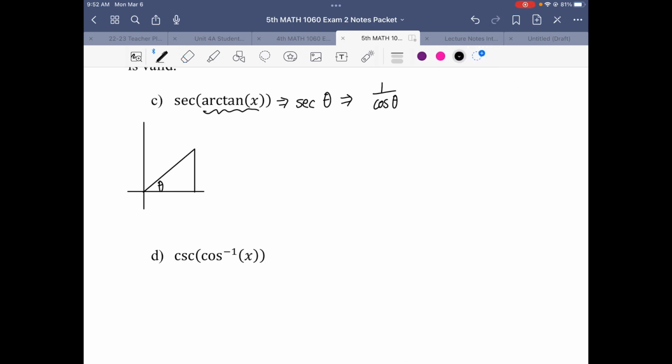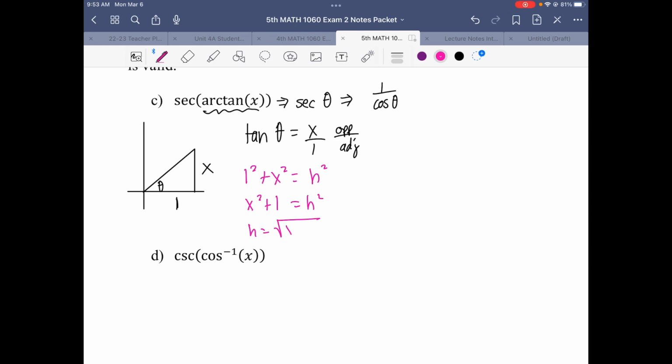Okay. So arctan tells us that the tangent of what angle equals x. Well, tangent is always opposite over adjacent. So this is x, this is 1. Okay. And then for secant, we would need 1 over cosine, and cosine is our adjacent over hypotenuse. So we do need our hypotenuse in this case. So we're going to do 1 squared plus x squared needs to equal our hypotenuse squared. So this is x squared plus 1. So this is going to be the square root of x squared plus 1.